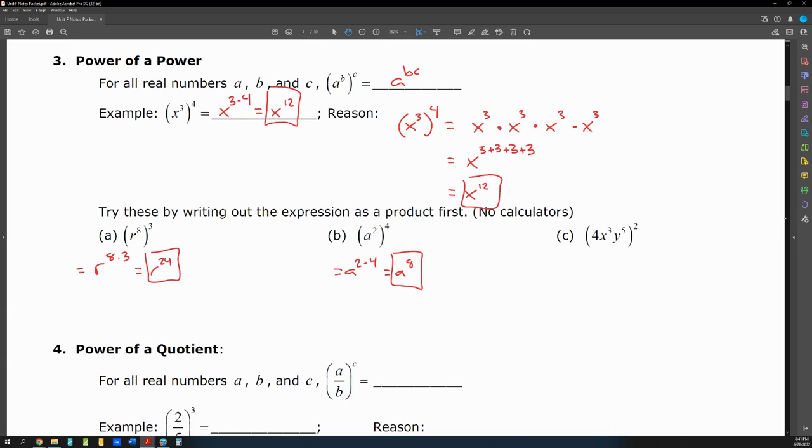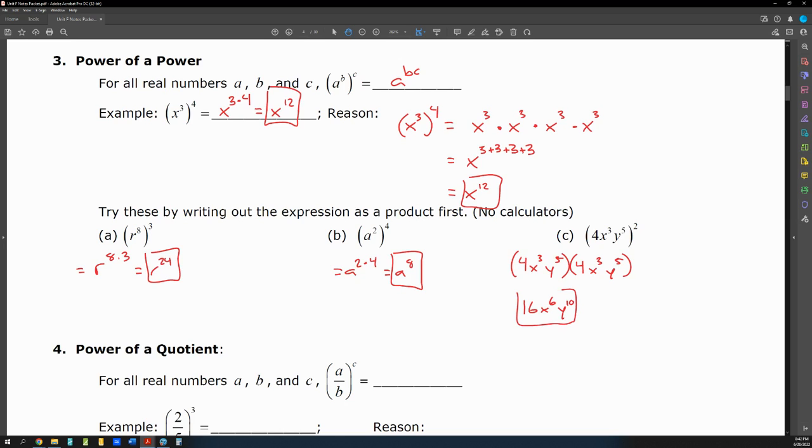This one's a little tricky. We have 4x cubed y to the 5th, and that's all being squared. So let's try this two different ways. We'll try the first way like this, where when we square something, we're just going to multiply it by itself 2 times. So if I were to square this, I would have 4x cubed y to the 5th times 4x cubed y to the 5th. And we're going to multiply those like bases. So 4 times 4 is 16. X to the 3rd times x to the 3rd, well, we have like bases and we're multiplying, so we can add the exponents, is equal to x to the 6th.